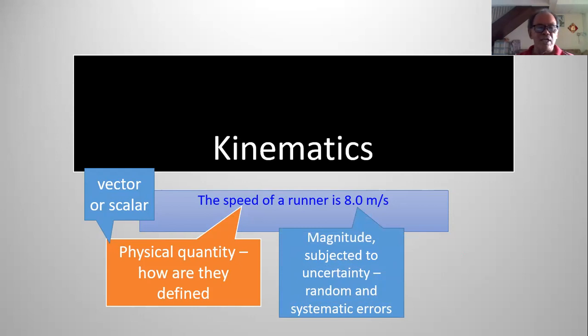And then we also study under topic 1, magnitude. How big? And then we know that it's not a fixed number. There's uncertainty there due to random and systematic error. And then the quantity must have a unit. The quantity, the size or the magnitude, and it must have a unit.